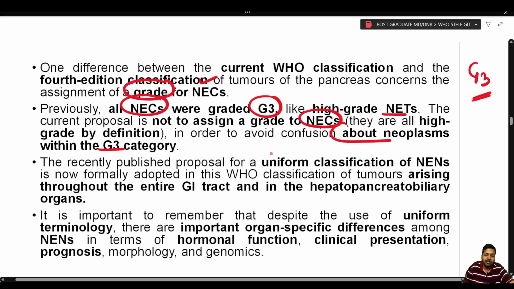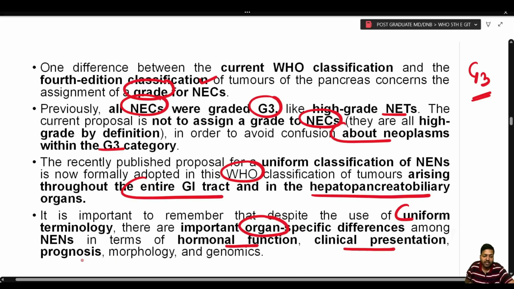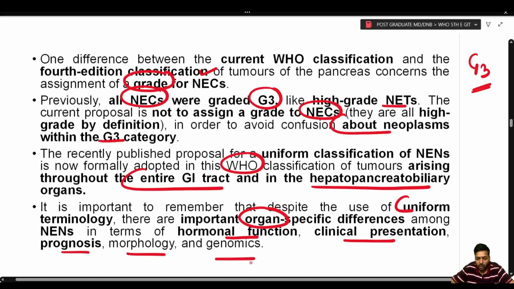Now, the recently published proposal for a uniform classification of neuroendocrine neoplasm is now formally adopted in the WHO classification of tumors arising throughout the entire GI tract as well as in the hepatopancreatobiliary organs. So whatever changes we are reading now are applicable across the entire GI tract as well as in the hepatopancreatobiliary organs. It is important to remember that despite the use of uniform terminology, there are important organ-specific differences among the neuroendocrine neoplasms in terms of hormonal function, clinical presentation, prognosis, morphology, as well as genomics.